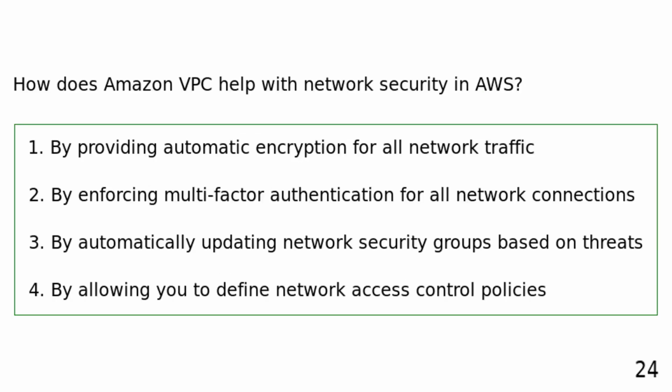How does Amazon VPC help with network security in AWS? By providing automatic encryption for all network traffic. By enforcing multi-factor authentication for all network connections. By automatically updating network security groups based on threats. By allowing you to define network access control policies.